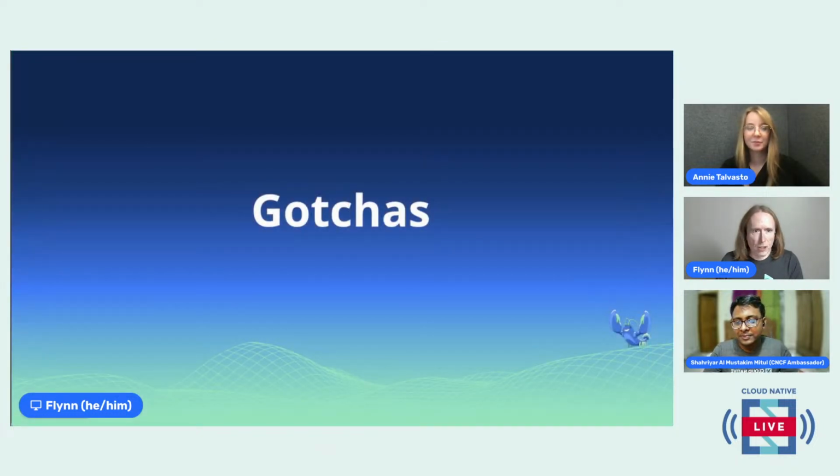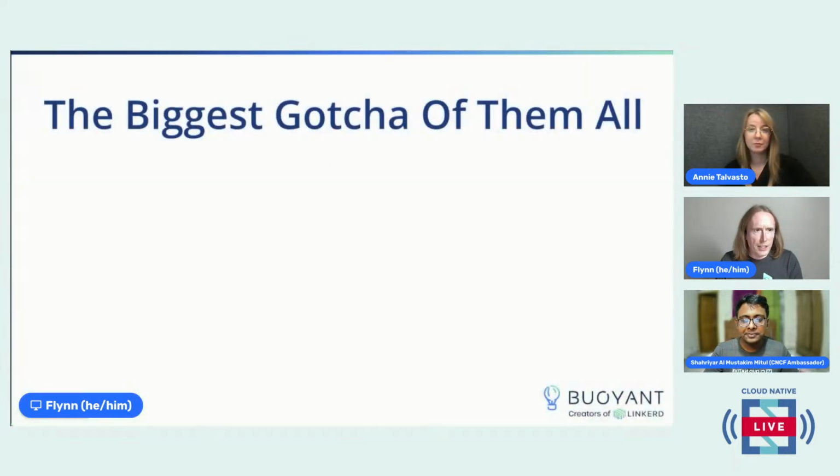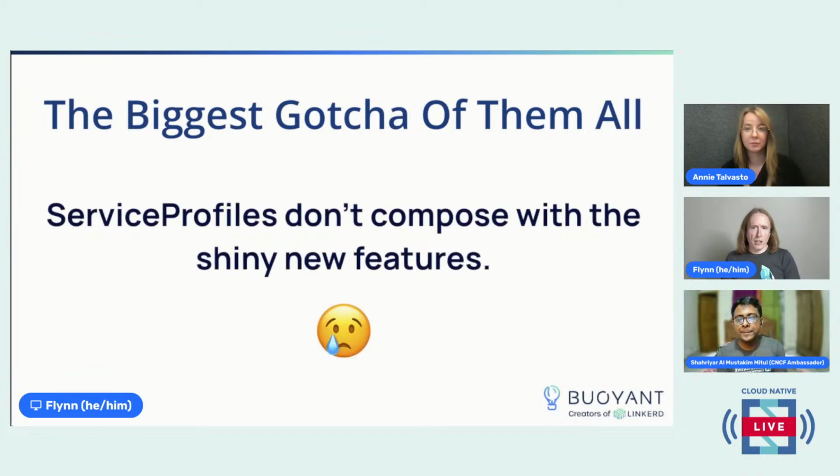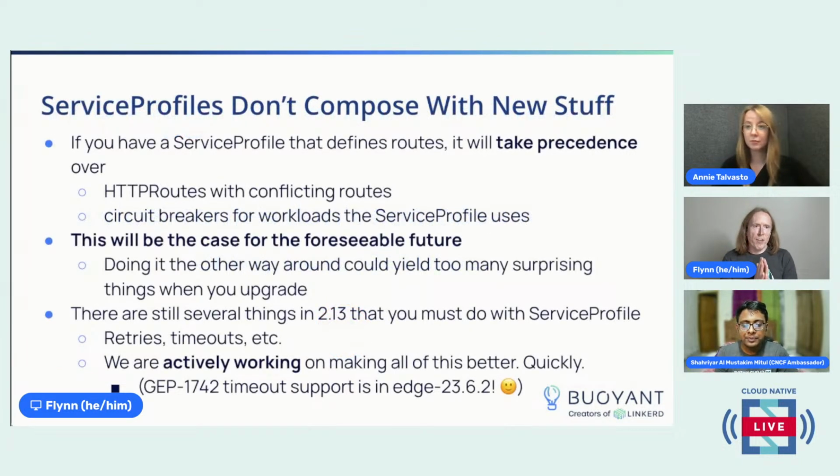So let's talk about gotchas. There are always gotchas. The biggest gotcha of them all with this stuff is that in 2.13, service profiles from 2.12 and earlier do not compose with the shiny new Gateway API features. So if you have a service profile that defines a route, it will take precedence over an HTTP route, and it will also take precedence over circuit breakers or workloads.